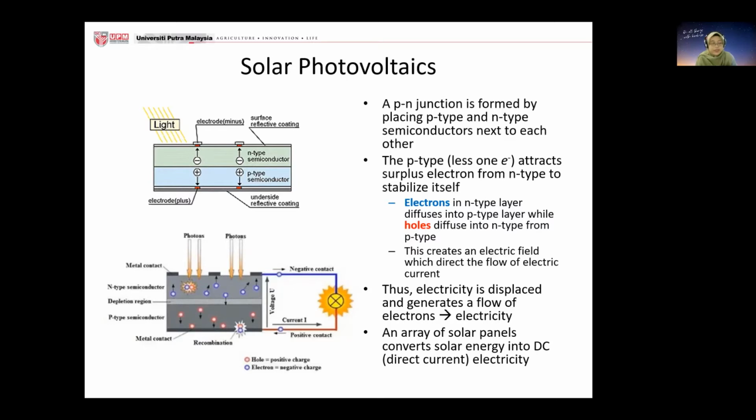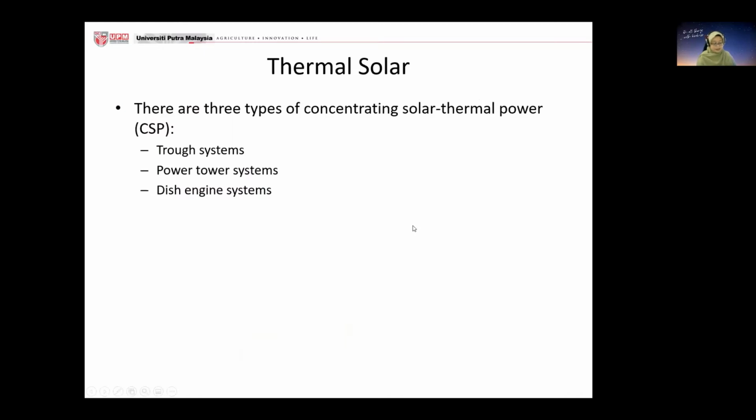So there will be an inverter. After this, the electricity will be connected to an inverter where the DC will be converted into AC, and then it can be supplied to households. So that is about PV.